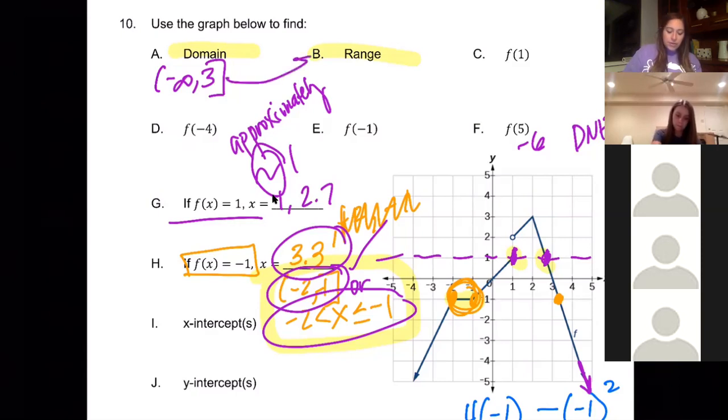That would have been for range. Sorry, I wrote it under domain. Oh, you're good. I realized.